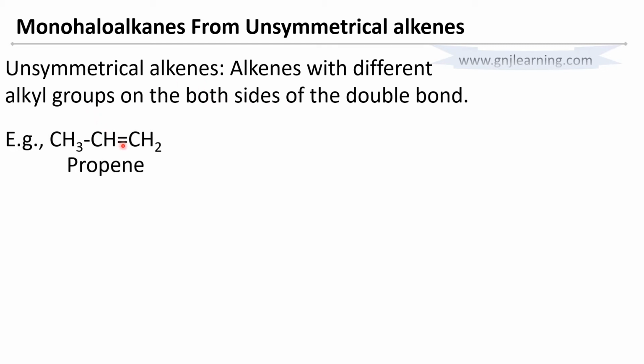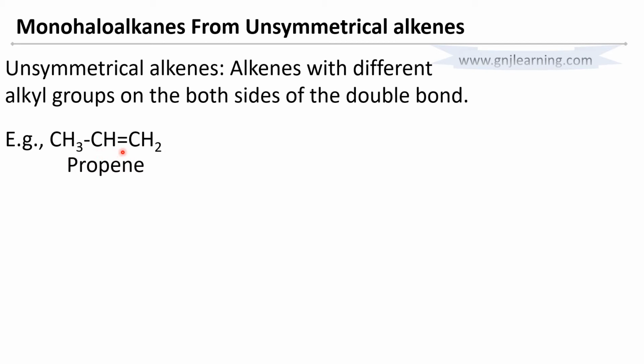You can see on either side of the double bond, on the right hand side we have only one carbon, on the left hand side we have two carbons. So such an alkene is called an unsymmetrical alkene. Clear? And propene is the first example of that type. The very first member of the unsymmetrical alkenes is propene, which has one carbon on the right and two carbons on the left. So it is an unsymmetrical alkene.